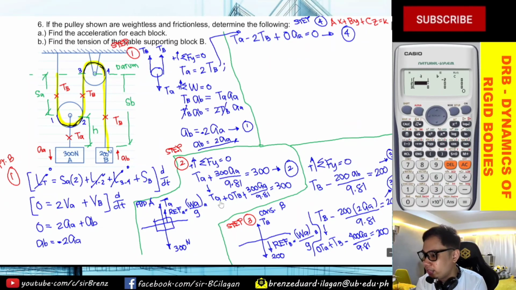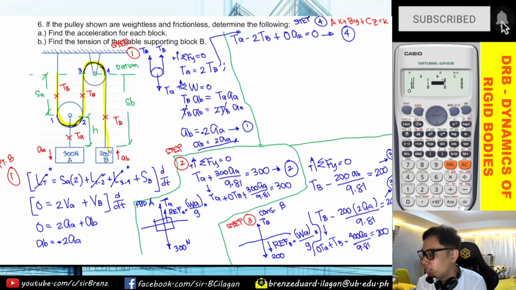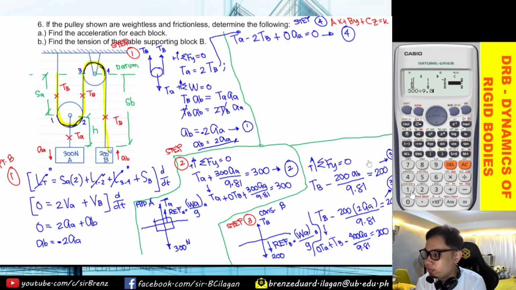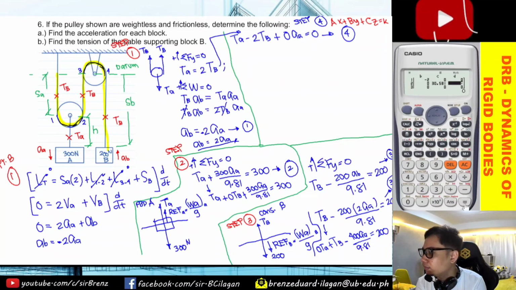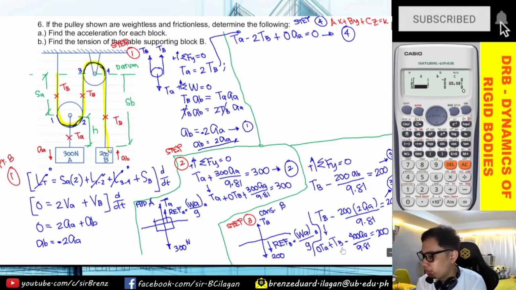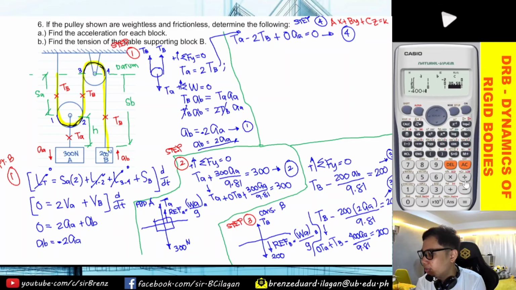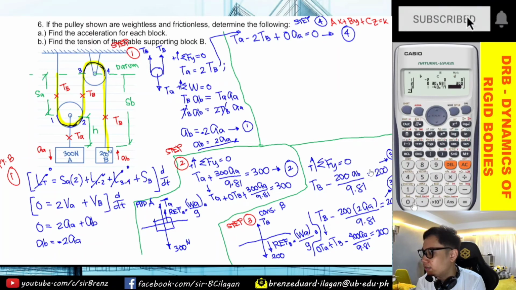Next na i-encode natin is yung equation number 2. So, 1 siya. Tapos 0 yung t sub B. Tapos 300 divided by 9.81. Tapos yung d is positive 300. And then yung last equation is this one. So 0 yung t sub A. Is 1. Tapos negative 400 divided by 9.81. And then 200. Ayan.